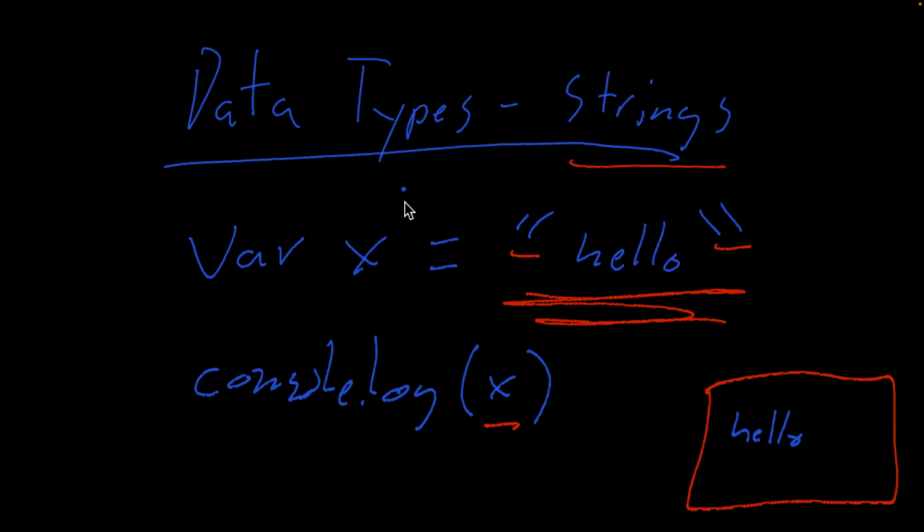So a string can look like this as well. Var x equals "5". Now we put the 5 in quotations. This 5 is no longer a number. That's not a number anymore. It's now a string because it's within the quotations.